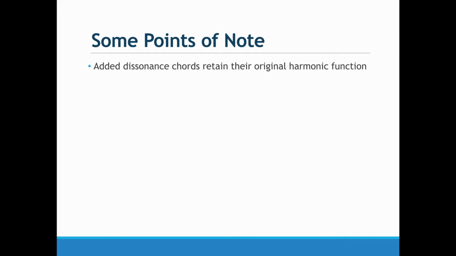I would like to point out that added dissonance chords retain their original harmonic function. So just because we add a 9th, 11th, or 13th, it doesn't change anything about how we hear the chord in the context of the progression. It still will keep dominant function or subdominant function and so forth. All it does is add more dissonance, which increases the tension somewhat, but sometimes we want that added tension.